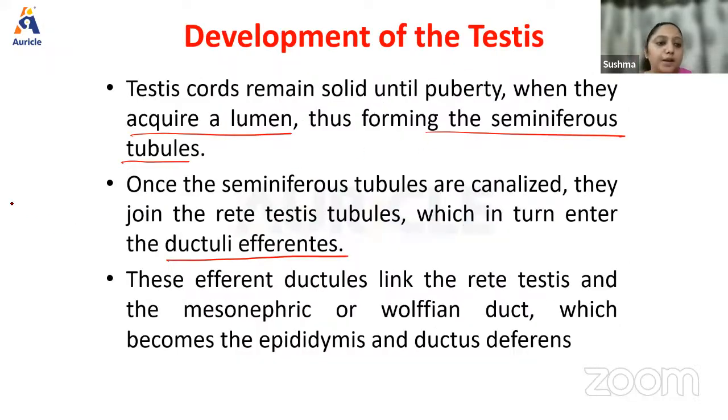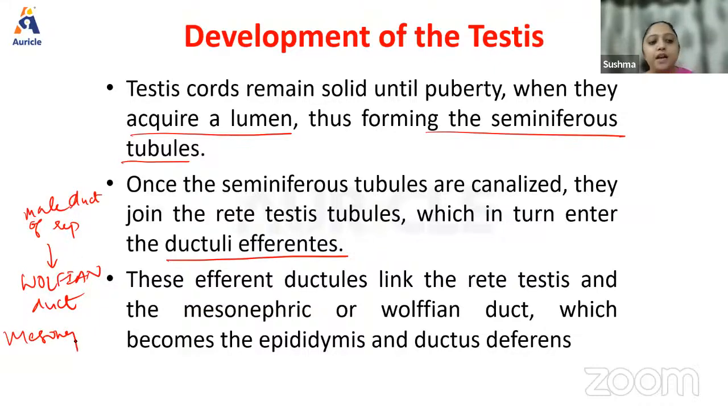So, the male duct of reproduction is the Wolffian duct. It's also called the mesonephric duct. These are all basics, guys. I presume that you already know all of this. That's why I'm going into things which are important.